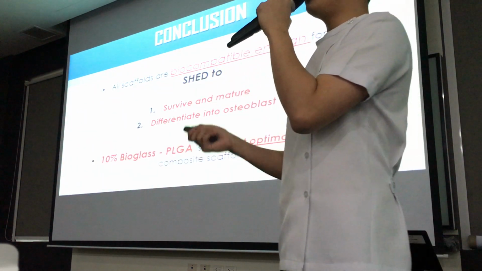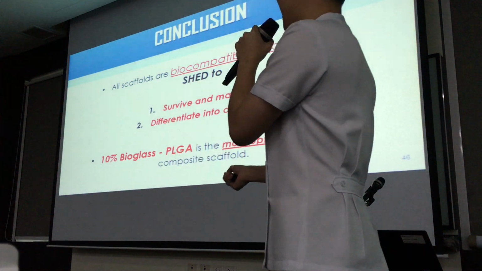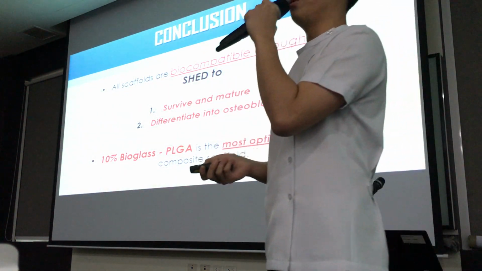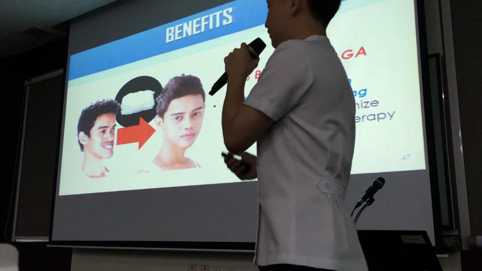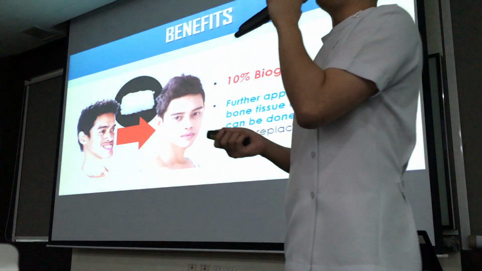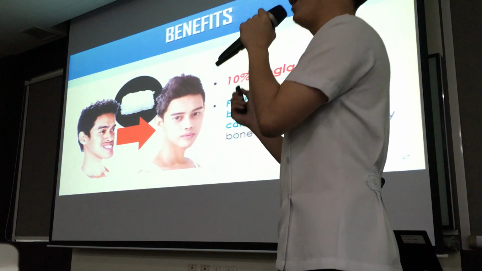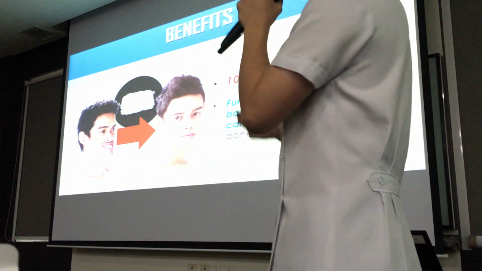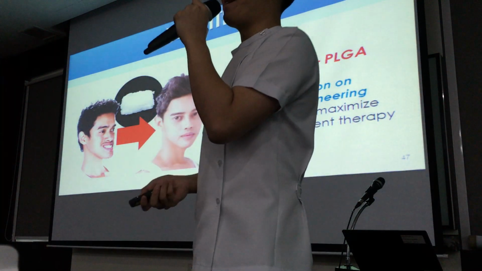And by comparing those three, 10% bioglass PLGA is the most optimal composite scaffold. Therefore, the 10% bioglass PLGA scaffold can be the appropriate choice for further application in bone tissue engineering as an alternative treatment plan for bone replacement therapy.